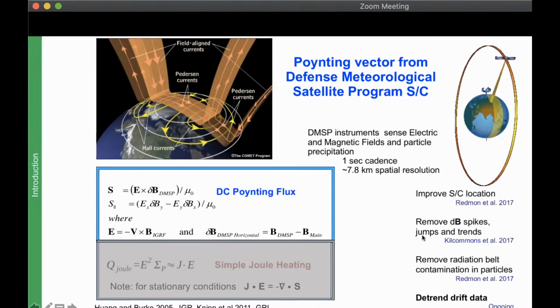Liam Kilcommons has been really dedicated in removing spikes and jumps and trends in the magnetic field data. And we have also removed some contamination in the particles. Now you may say, wait a minute, particles don't play a role in the Poynting flux. That's true, but I want to show you Poynting flux in terms of, is it in the auroral zone or in the polar cap or in the subauroral zone? And for that, we're using the particle measurements to put some auroral boundaries on in a dynamic sense. And then we are detrending the drift data. That is still work in progress, but you'll get to see some of it.